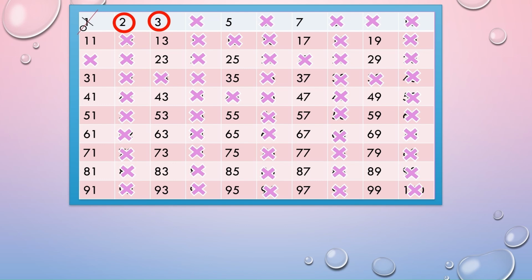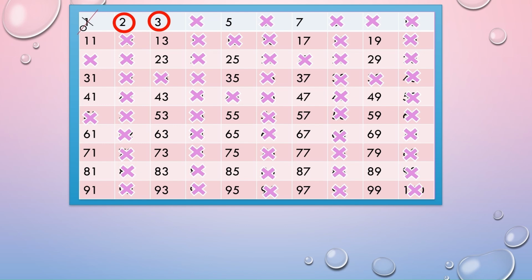51. 5 plus 1 is 6, and 6 is there in the tables of 3. That means 51 is divisible by 3. So cross out 51. The next number is 53. 5 plus 3 is 8. It's not in the tables of 3. Leave it. Next number is 55.